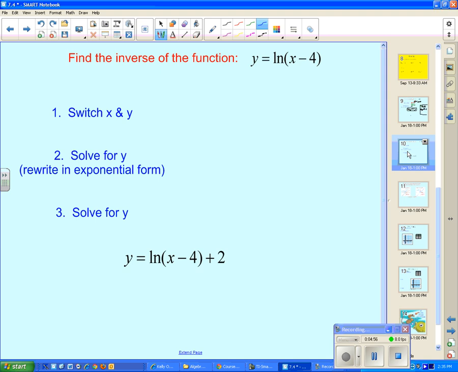We're again going to find the inverse. Okay, before I even switch the x and the y, we're going to want to always have a base for our log. So ln is what again? Log base e. So let's do that right away. y equals log base e of x minus 4. Okay, so then you guys go ahead and switch your x and your y.